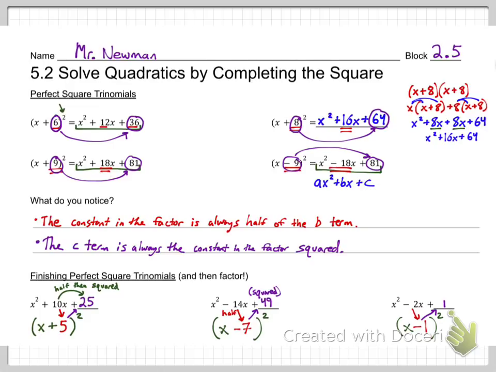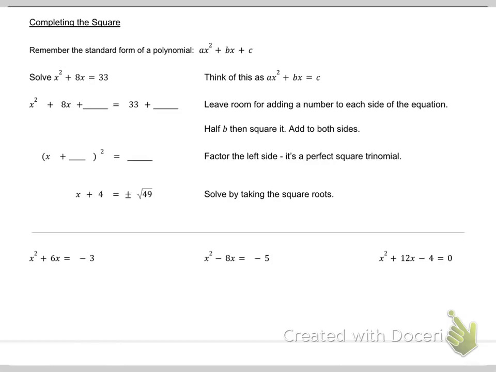So how do we use this when solving quadratics? Well, what we're going to do is take an equation, that's anything with an equals sign in it, and a quadratic, and we're going to complete the square, then factor it, and then solve by taking the square root. So let's try that.